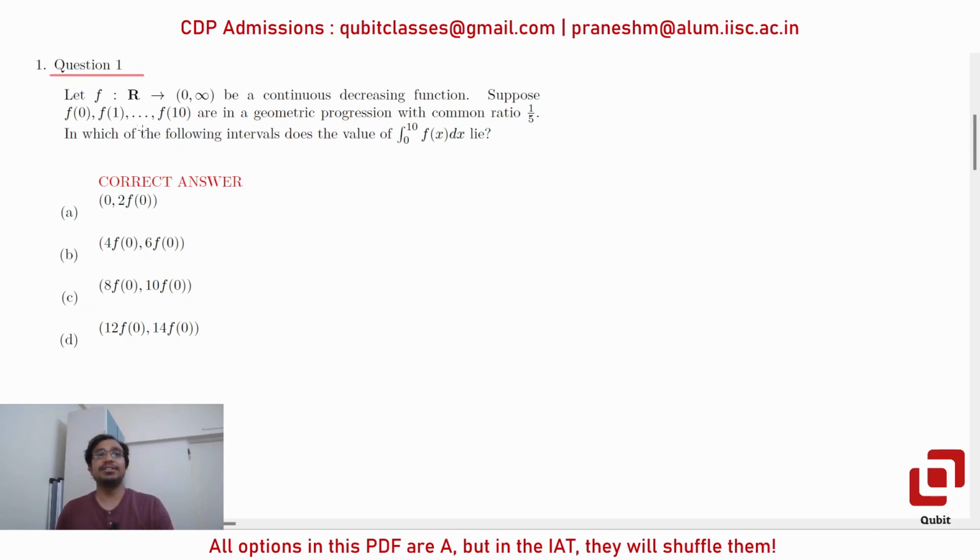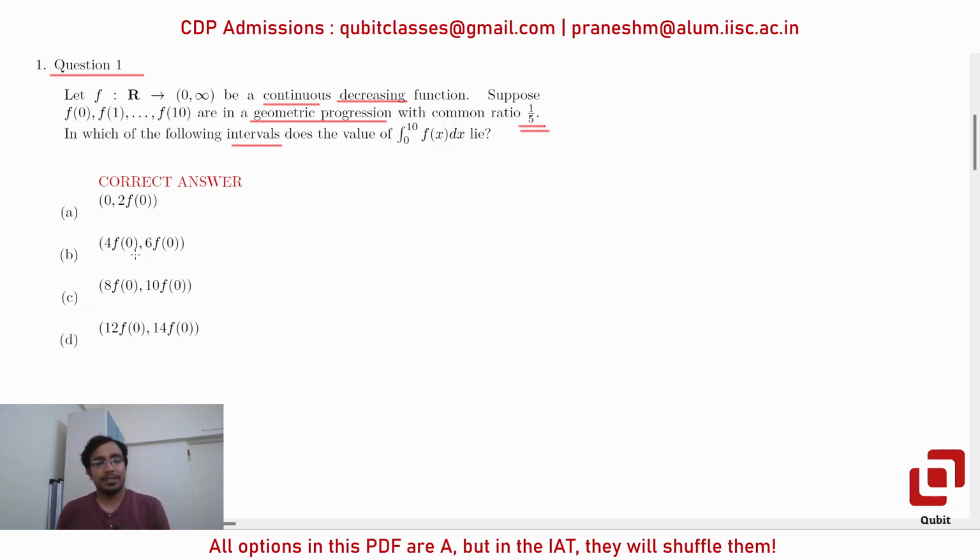Let f be a function from the set of real numbers to the open interval 0 to infinity. Let it be a continuous decreasing function. Suppose f of 0, f of 1, f of 2 up to f of 10 are in a geometric progression with common ratio 1 upon 5. In which of the following intervals does the value of the integral 0 to 10 f of x dx lie?